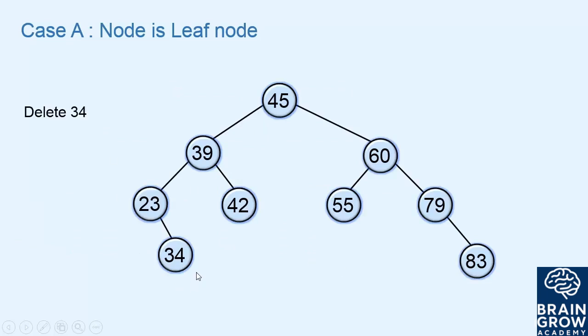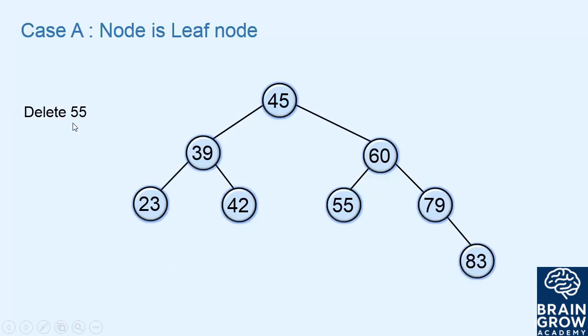Suppose we have to delete node with key 34 from this tree. So P refers to this node and parent refers to this node. Now this 34 is right child of its parent. So to delete this node, the right child of the parent will be set to null. So we write parent right child is equal to null. So now this link is broken and this node is not a part of the tree now.